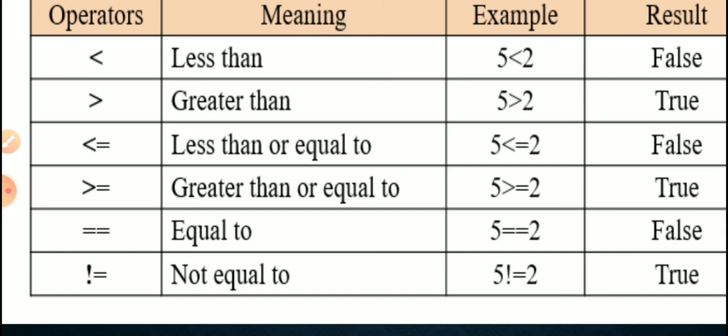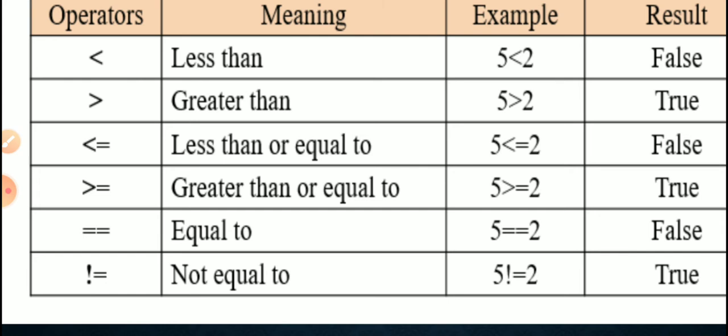Next one is greater than or equal. So 5 is greater than or equal to 2. Here 5 is greater than 2. It is not equal, but at the same time it is greater. So here one condition becomes true. So the result is true. Next operator is the equal to operator. 5 is equal to 2. We are comparing here. Okay. Is 5 equal to 2? No. 5 is not equal to 2. So the result is false.